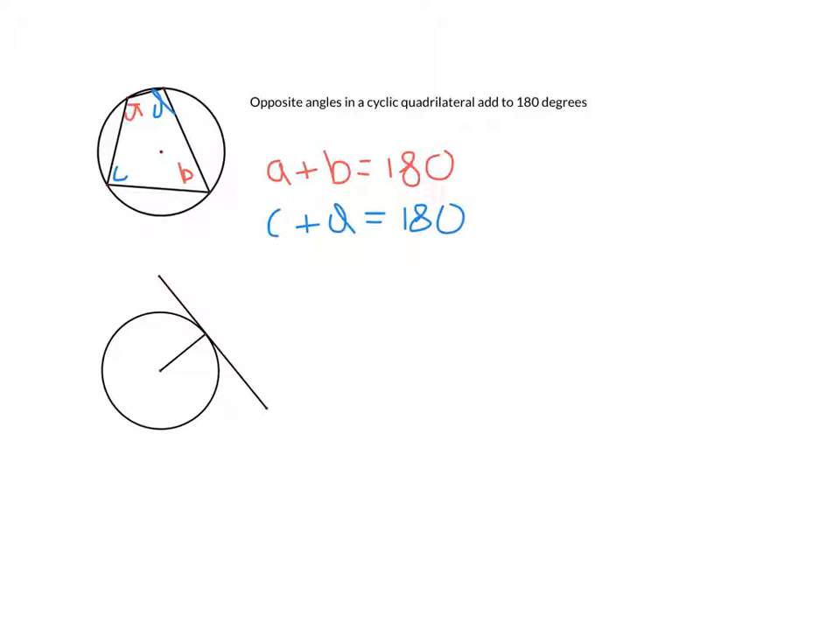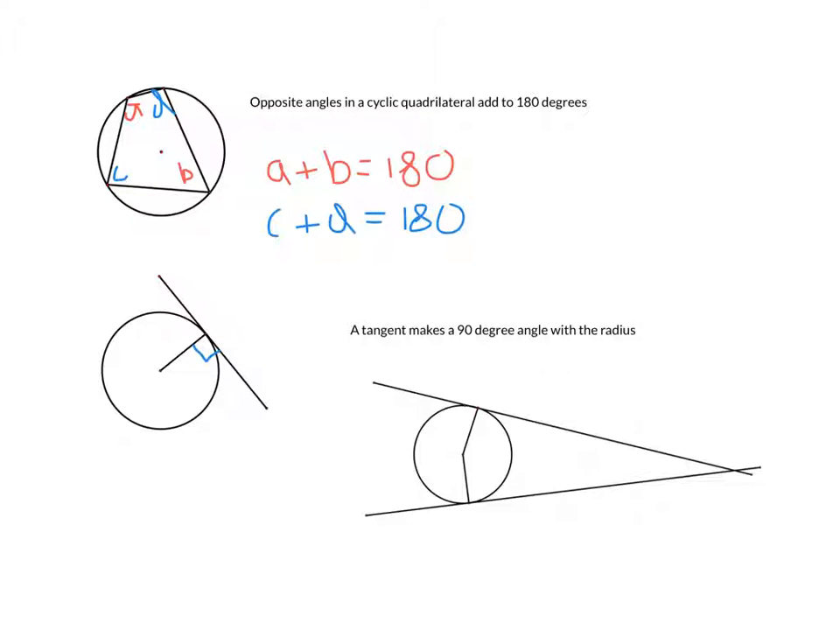The next circle theorem that we're looking at is to do with a tangent. And a tangent makes a 90-degree angle with the radius. So this angle here is 90 degrees.